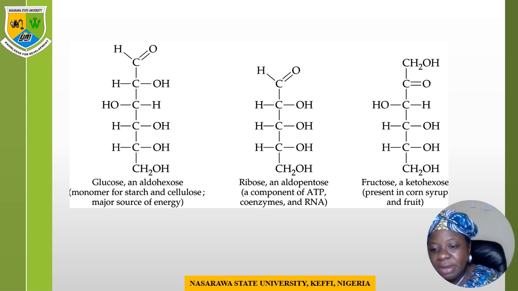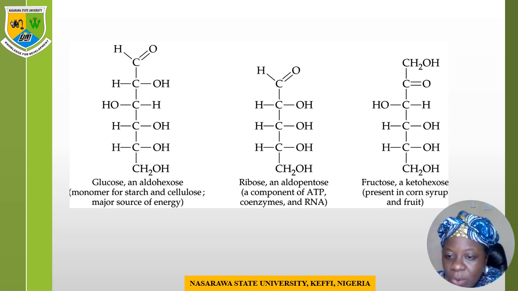Now, on the third example, this is a 6 carbon sugar, quite okay. So no doubt it is called a what? A hexose. However, the functional group is a ketone. Therefore, it is known as ketohexose.